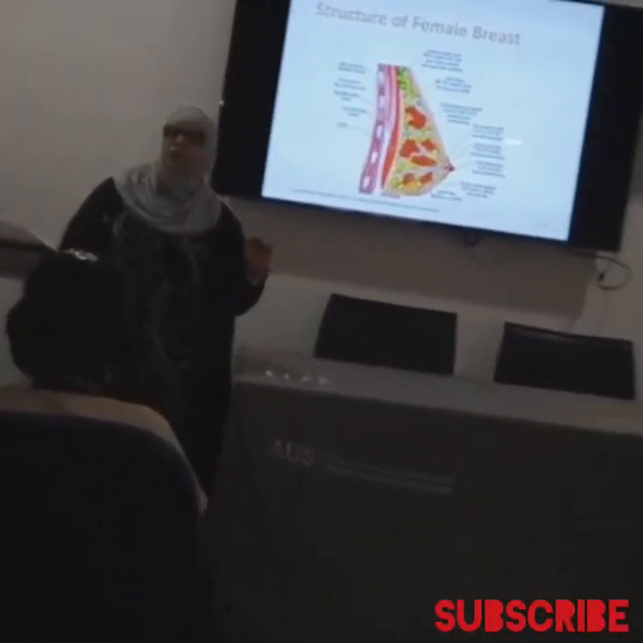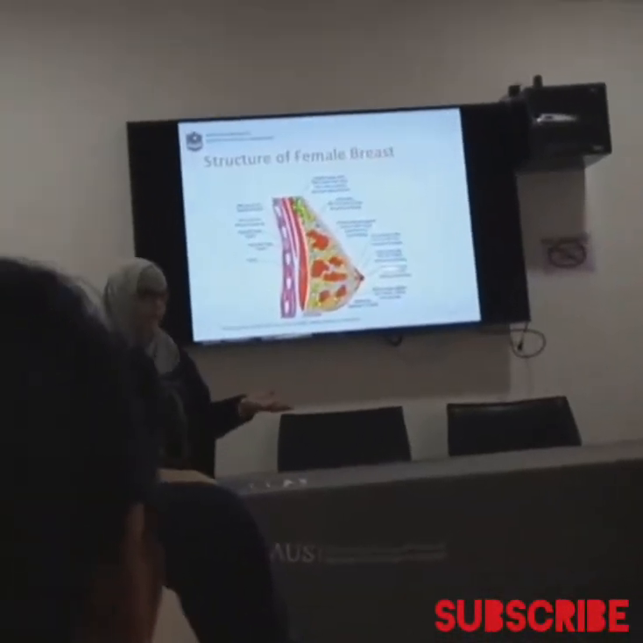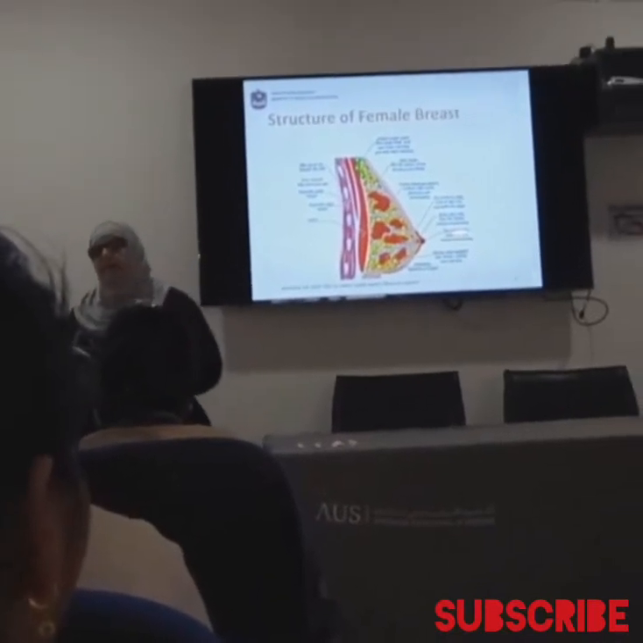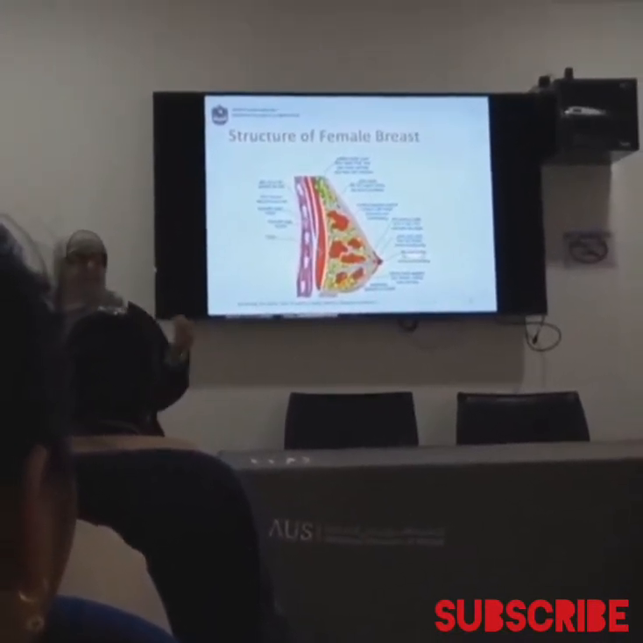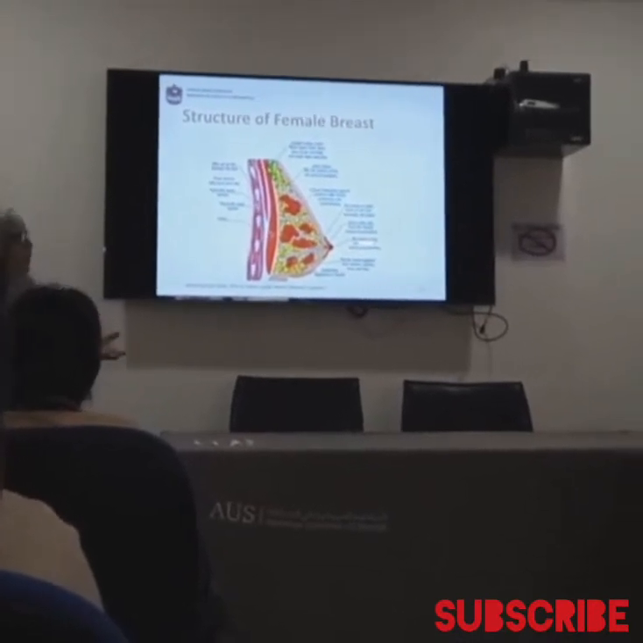If you ask me why we need to know this, it's because according to the structure we can define the types of breast cancer. If the cells arise from the ducts, then this is ductal carcinoma. If the cancer arises from the lobules, then this is lobular carcinoma.